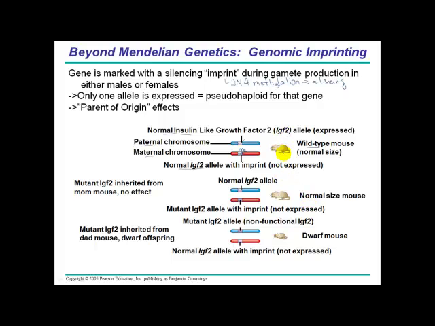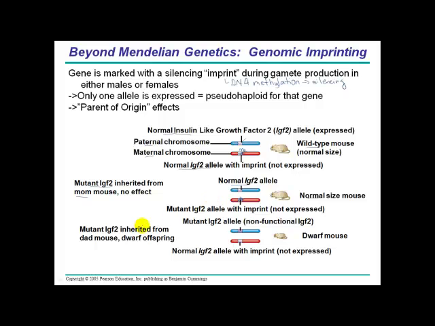But whether you get a dwarf mouse as a result of that mutation depends on which parent has passed on that mutation. All right? So let's look at two scenarios here. Scenario number one, we see an offspring inheriting a mutant IGF2 allele from mom mouse, right? From the maternal line. And what we would see under that scenario, if this shaded version of this IGF2 allele is meant to represent the mutant allele, because the maternal allele is methylated and not expressed anyway, that's going to have no impact, right? We still have the normal IGF2 allele being expressed from the paternal chromosome, and so we still get a normal sized mouse.